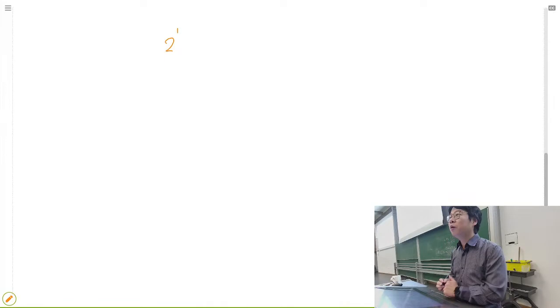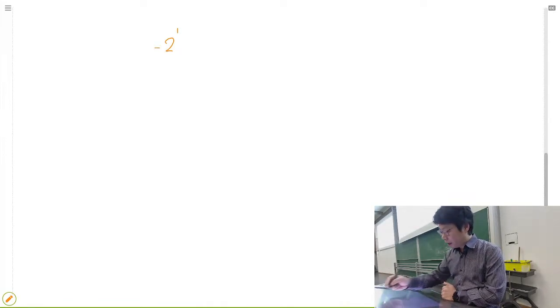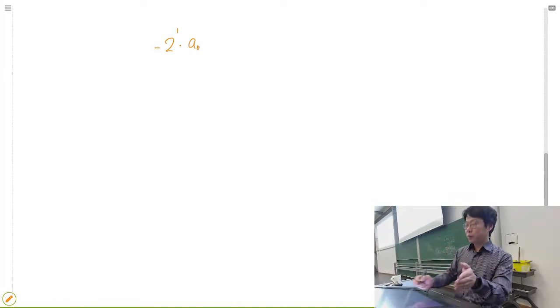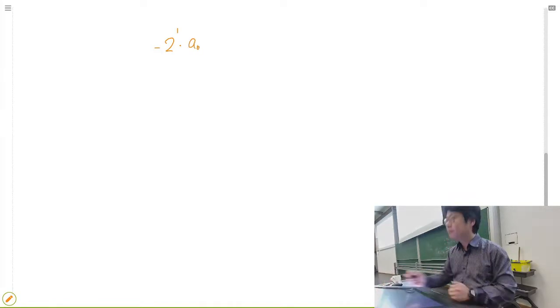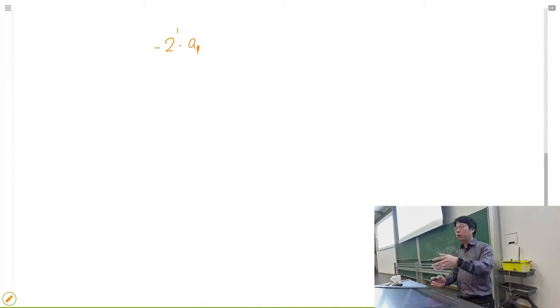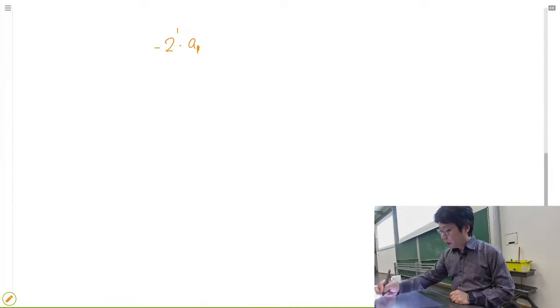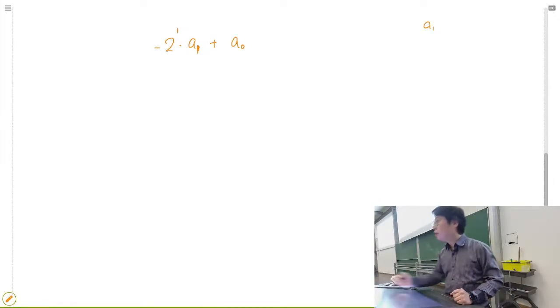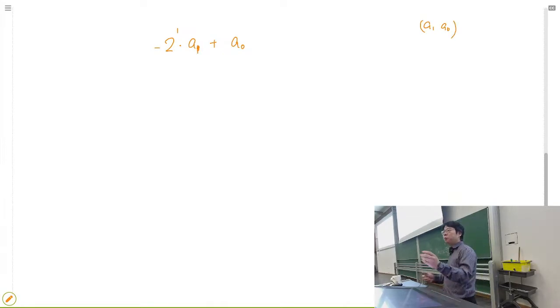Multiply with minus 1, and then multiply with A0. The first bit, I say A1. So A1 is either 0 or 1, plus A0. So I have 2 bits, A1 and then A0. Okay? So with 2 bits, we can represent minus 2, minus 1, 0, and 1. Not more than that, right?